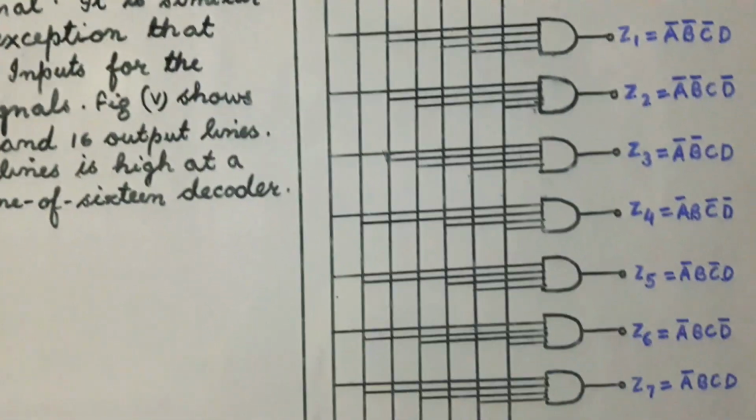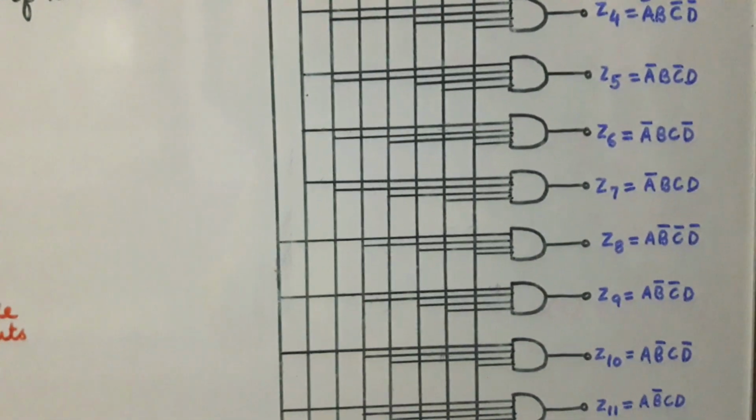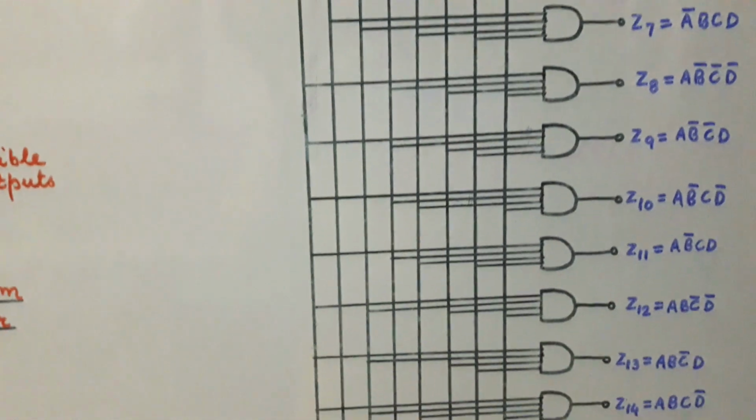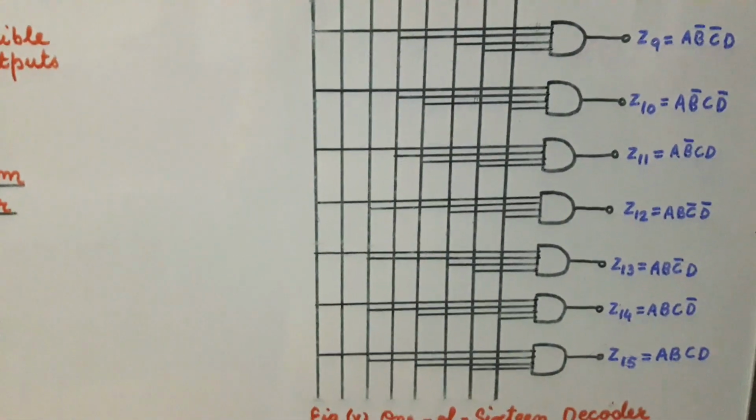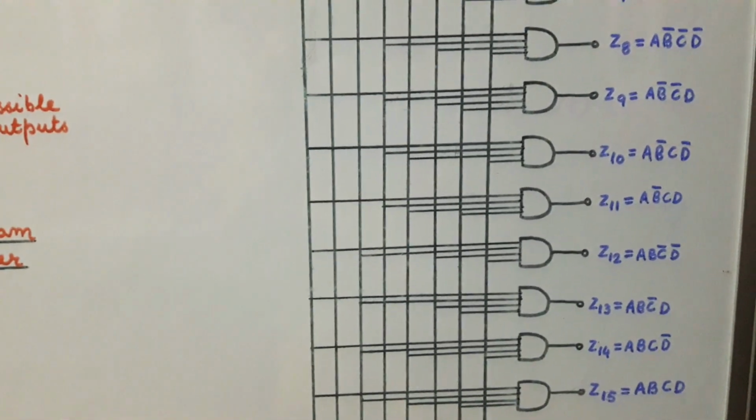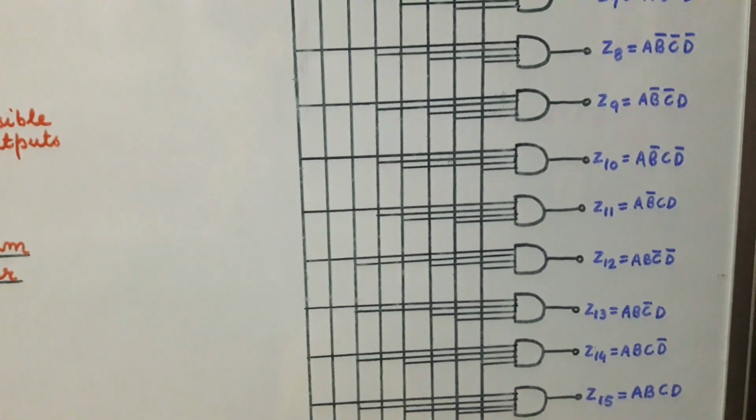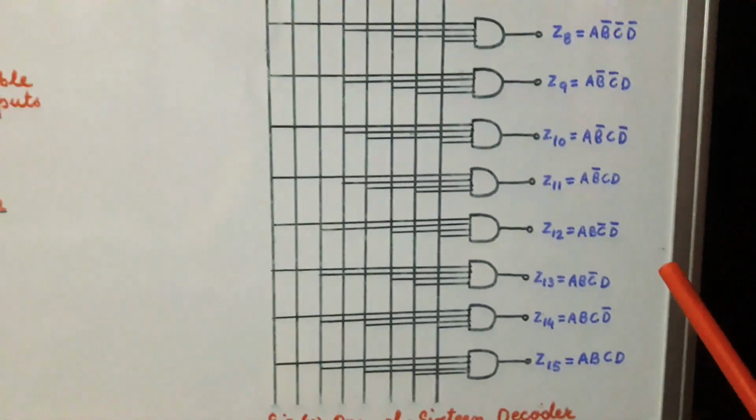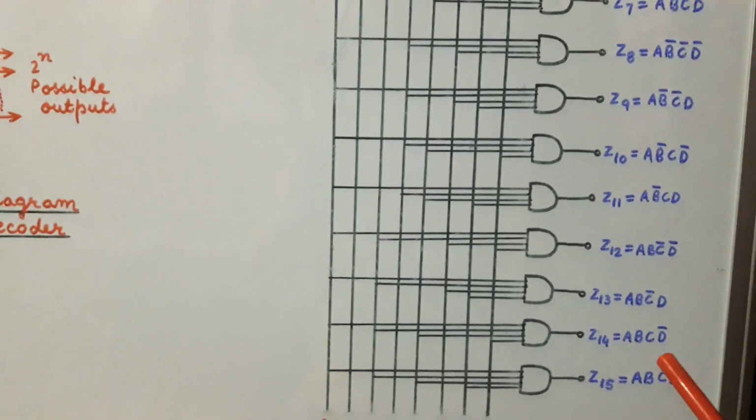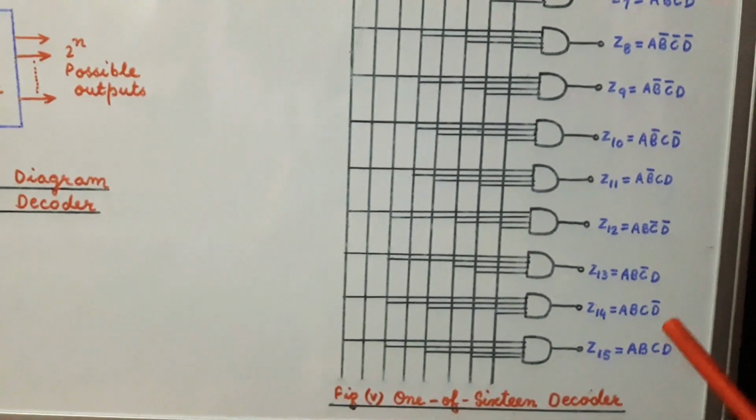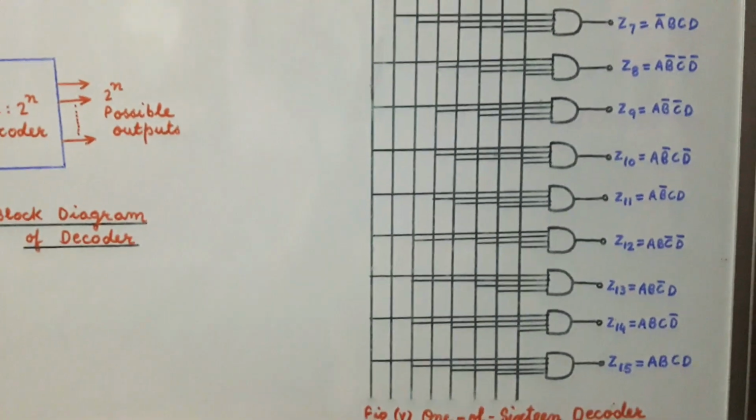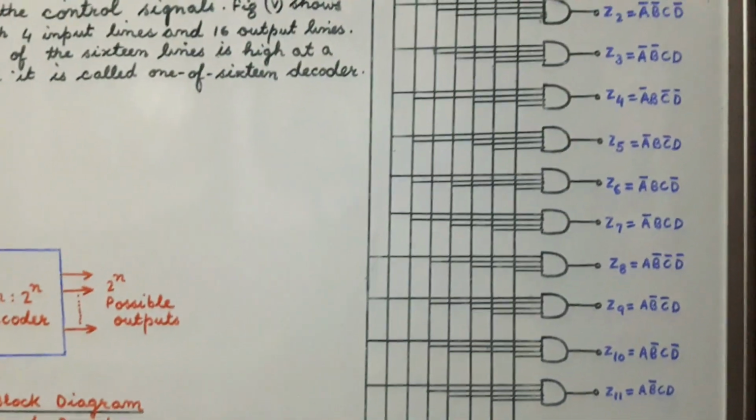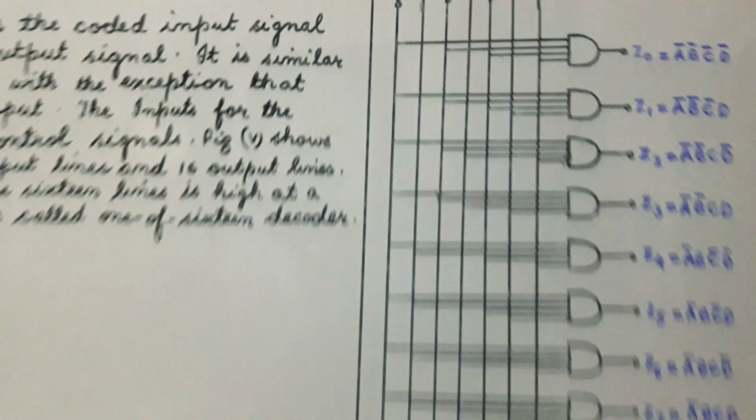Now let us consider the case when the value of ABCD is 1, 1, 1, 1. In that case, we find that only the AND gate with the output Z15 has all the inputs high, and so the output of Z15 is high.